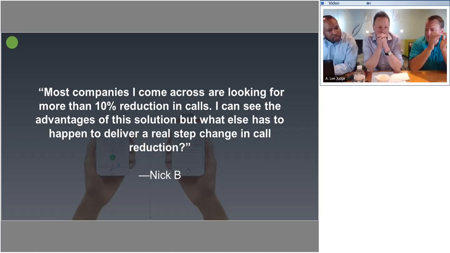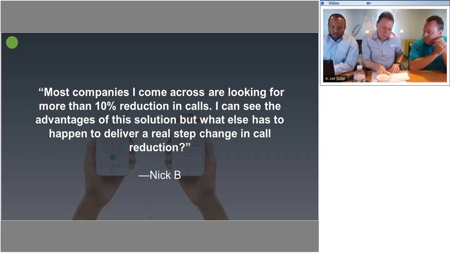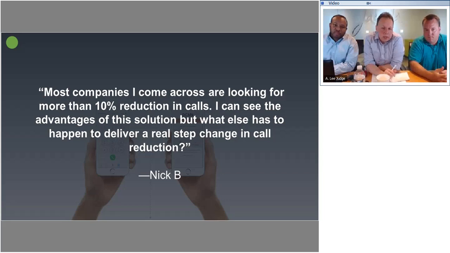As far as dynamically adjusting the menu options, I can say that it is absolutely possible. I probably wouldn't be able to talk very deeply into the technical details, but that is something that we definitely do. Do you want to add? Yeah, actually, and it coincidentally kind of ties into this question. So it's actually a good segue, and we can touch upon both, because Nick is asking, they need more than 10% reductions, right? Sure, 10% reduction is nice, but what has to happen to deliver a real step change in call reduction?